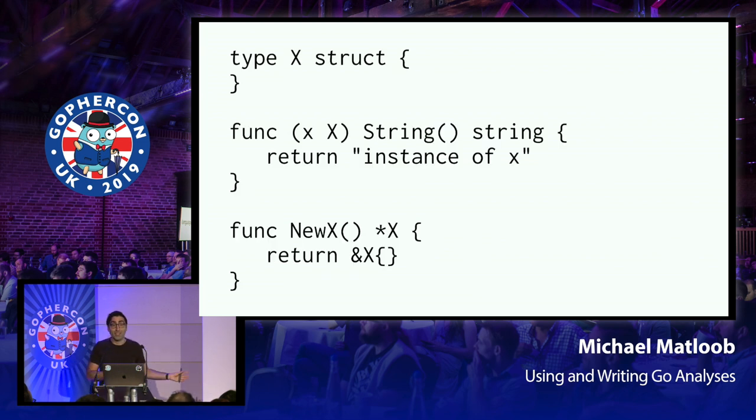Here's my code that I'm testing. So this is pretty straightforward. I have an X, no fields. They're all equal to each other. This should make things pretty easy. They have a String method, pretty straightforward. And there's a NewX method that creates a new X. So this is all pretty standard stuff. This is the code that we're testing.